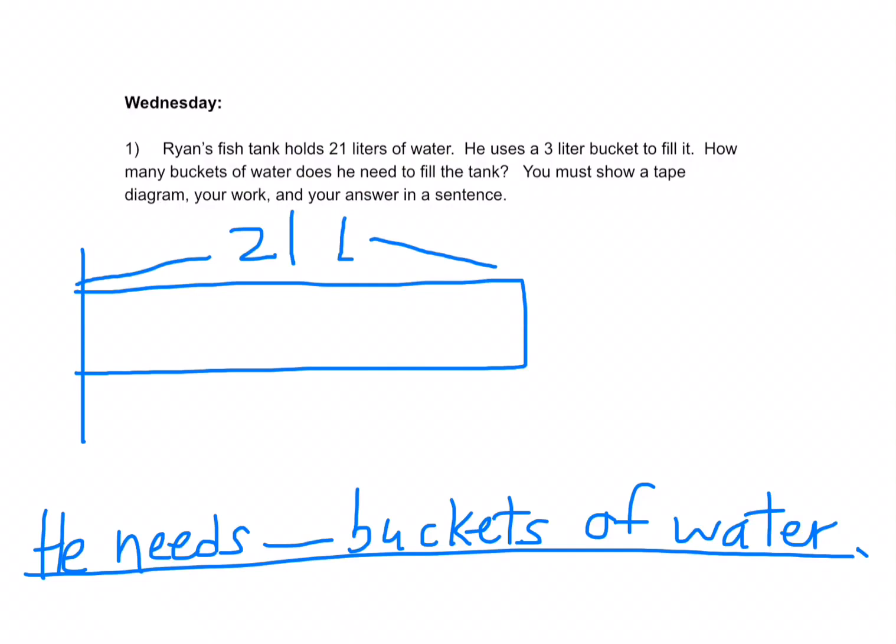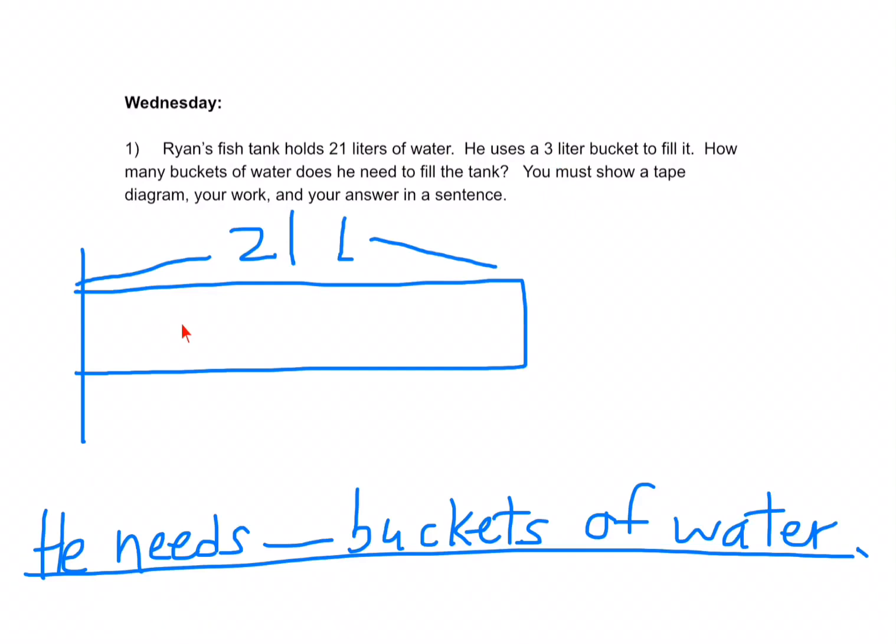Now, we're going to assume it's empty because he's saying he needs a 3-liter bucket. He uses a 3-liter bucket to fill it. How many buckets of water does he need to fill it? So if he's using a 3-liter bucket, that means he can only put 3 liters of water in it at a time. So how do we fill it?